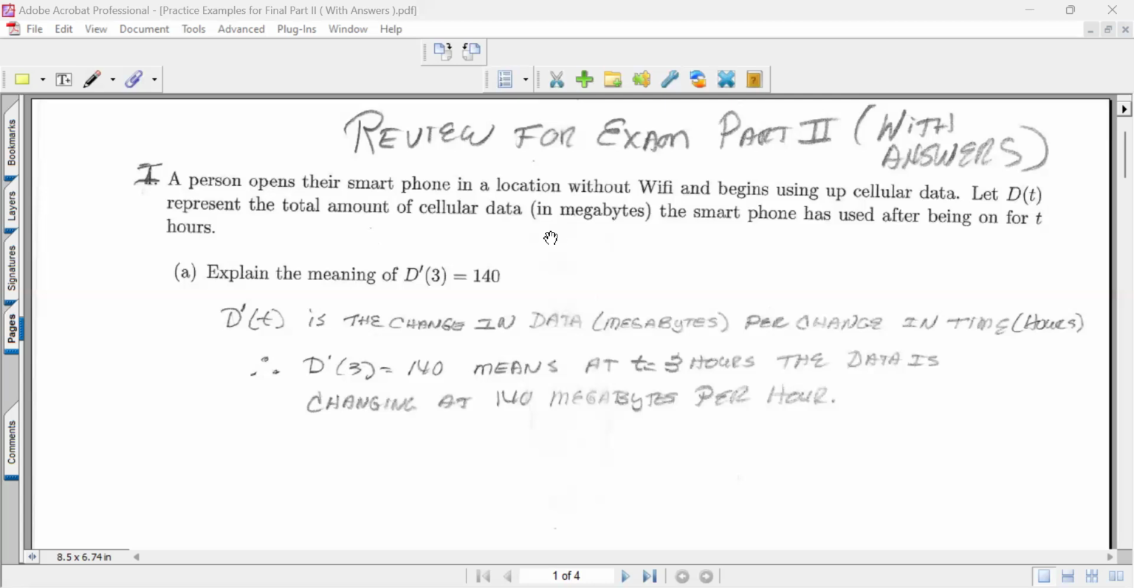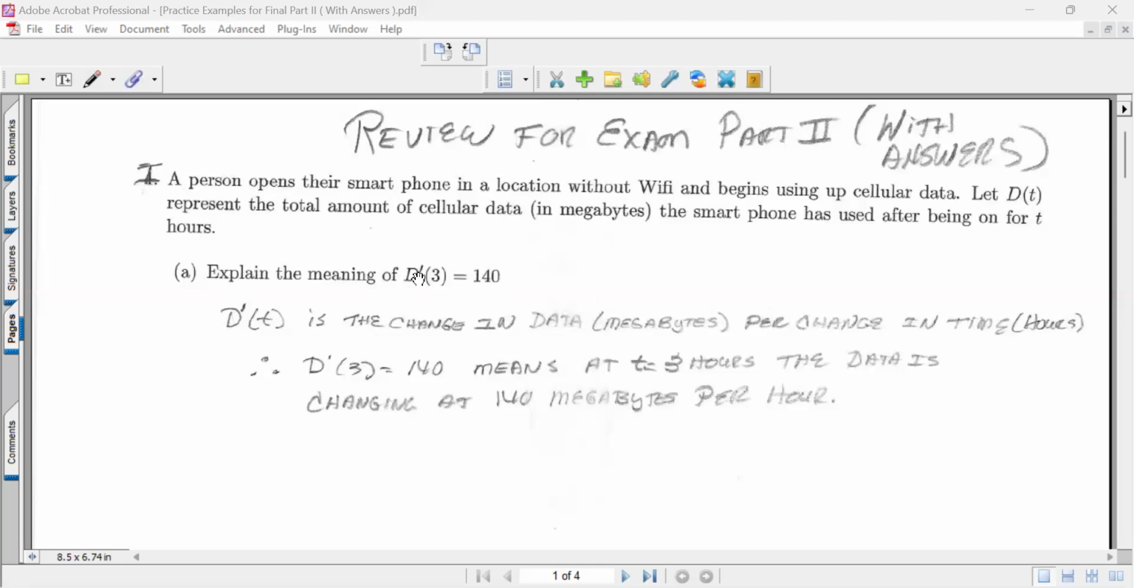There are four in all we want to look at here today. A person opens their smartphone in a location without Wi-Fi and begins using up cellular data. Let D of T, capital D of T, represent the total amount of cellular data in megabytes the smartphone has used after T hours. And they want us to explain, what does D prime of 3 equals 140 mean?